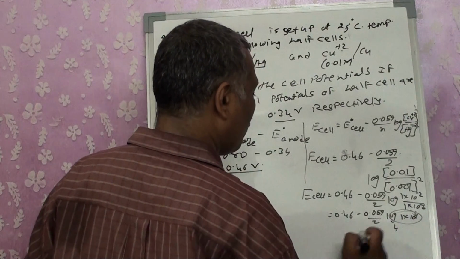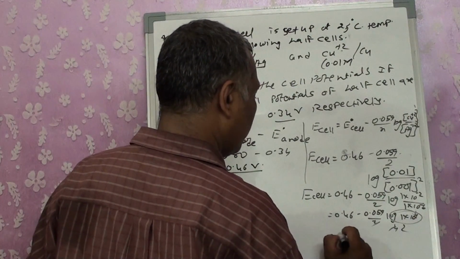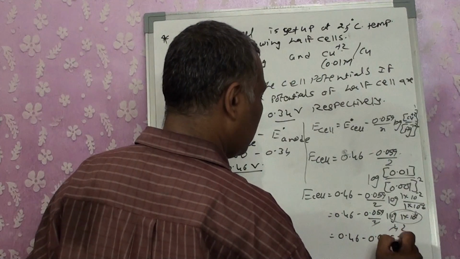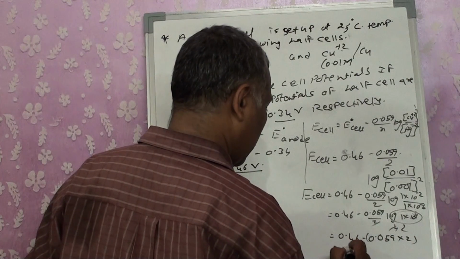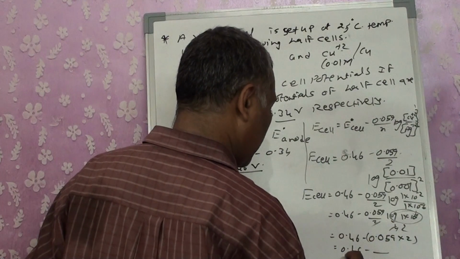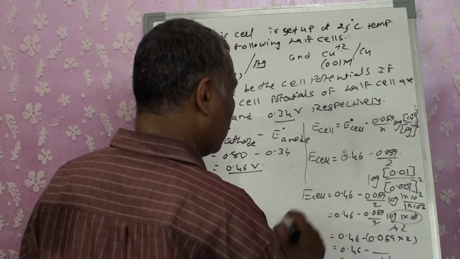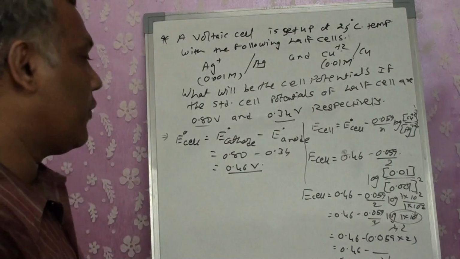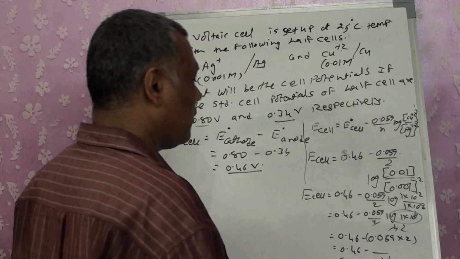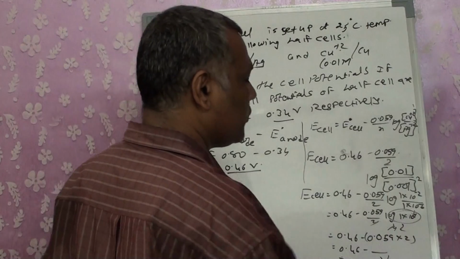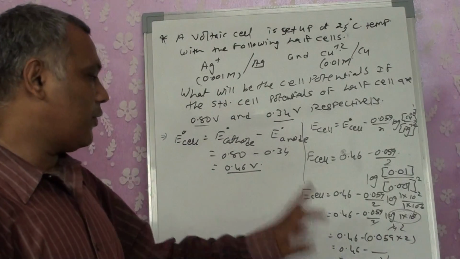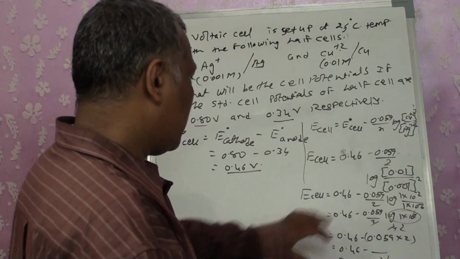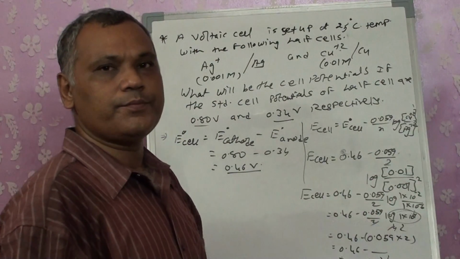This one will become 4, so this is cancelled out. So we will get it as 0.46 minus 0.059 into 2. Calculate the answer. It's E naught cell, 0.46, minus whatever answer we get, 0.059 into 2. That will be your cell potential. Okay, you can do the calculation by yourself.